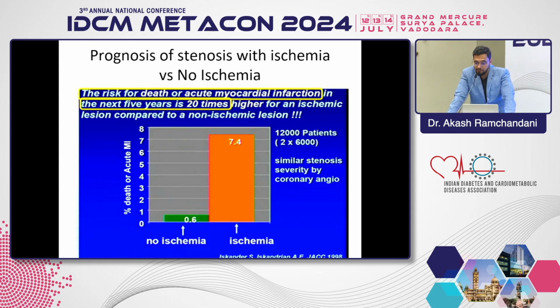So what is the significance of that? There is one more piece of literature. If there is a 70% lesion, and now there are two lesions which are 70%, one is having significant ischemia, and the second is showing no ischemia. In that case, a patient with a 70% lesion and ischemia has a risk of death or myocardial infarction in the next 5 years that is 20 times higher than a patient who has no ischemia.